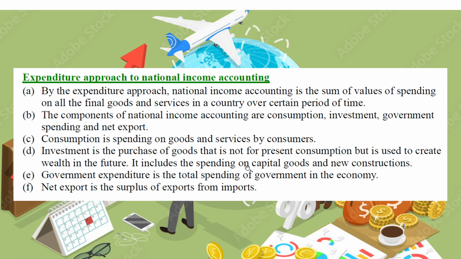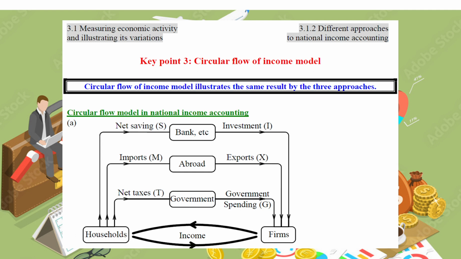It includes the spending on capital goods and on new construction infrastructure. Government expenditure is the total spending of government in the economy. Net export is the surplus of export over import. Different approach, okay? Remember? Income, output, expenditures.